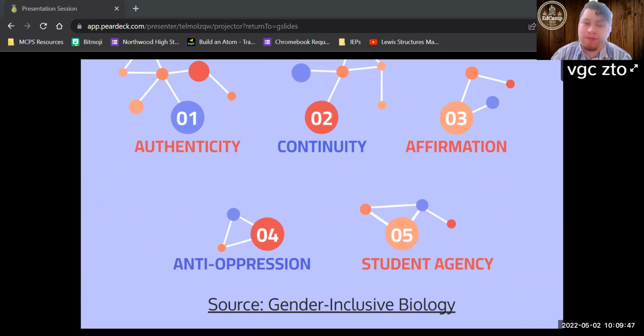But I wanted us to explore this framework in a little more depth today, so we could try it on for size and see what it might feel like for us to have this as part of our teaching. So the 5 pieces of this framework are authenticity, continuity, affirmation, anti-oppression, and student agency. And we're just going to go point by point through those.